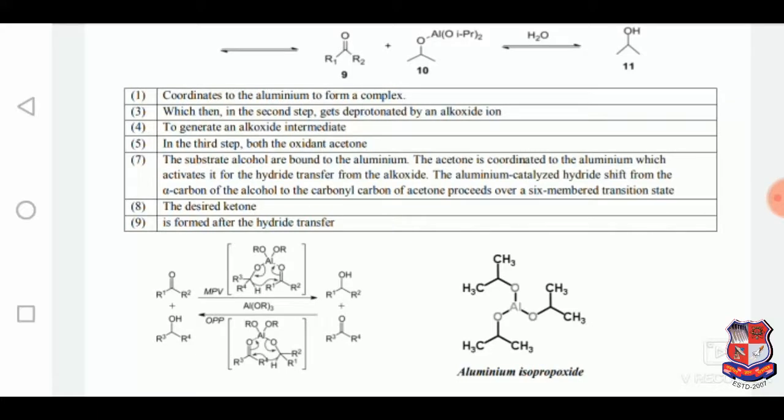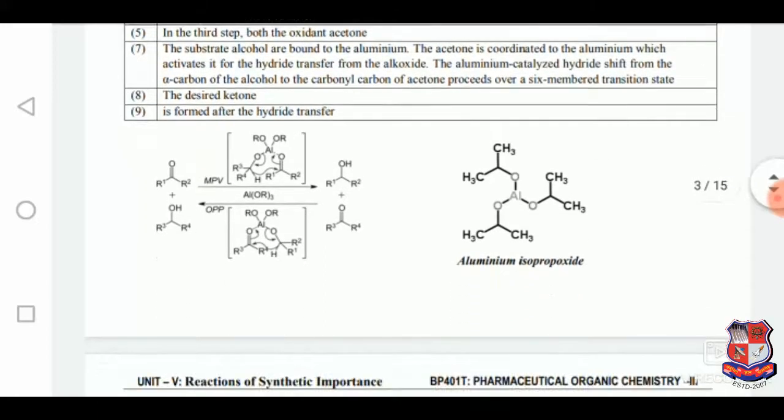The acetone is coordinated to the aluminum, which activates it for hydride transfer from the alkoxide. The aluminum-catalyzed hydride shift from the alpha carbon of the alcohol to the carbonyl carbon of the acetone proceeds over a 6-member transition state. The desired ketone is formed after hydride transfer.